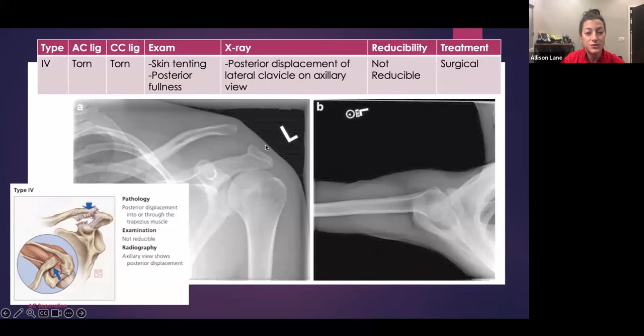And this is not reducible. There's actually displacement through the trapezius muscle, so this is going to be surgical management.